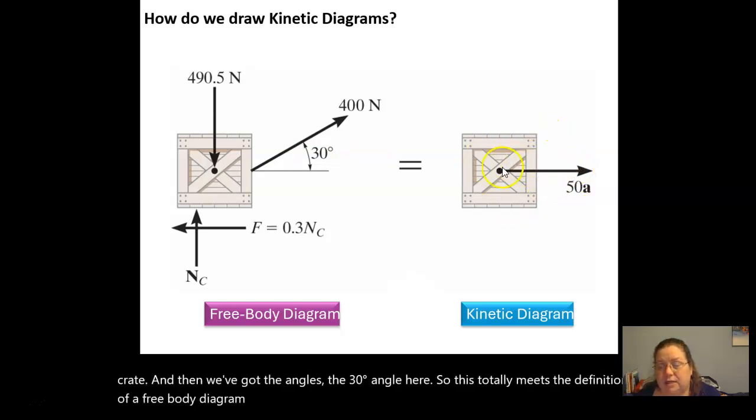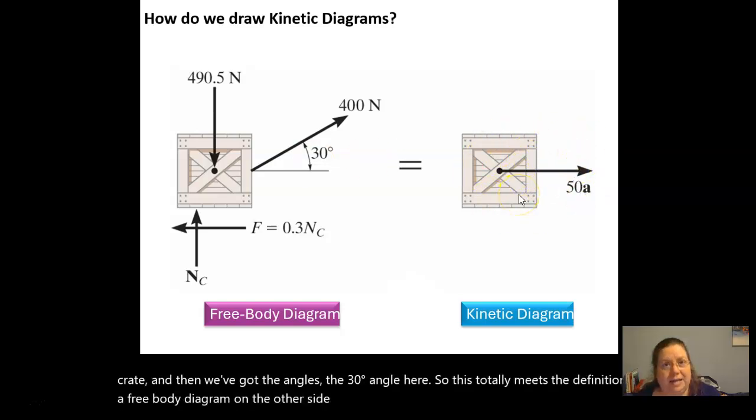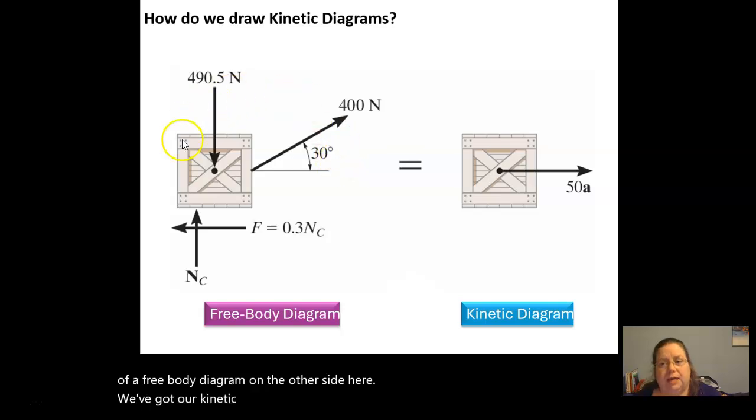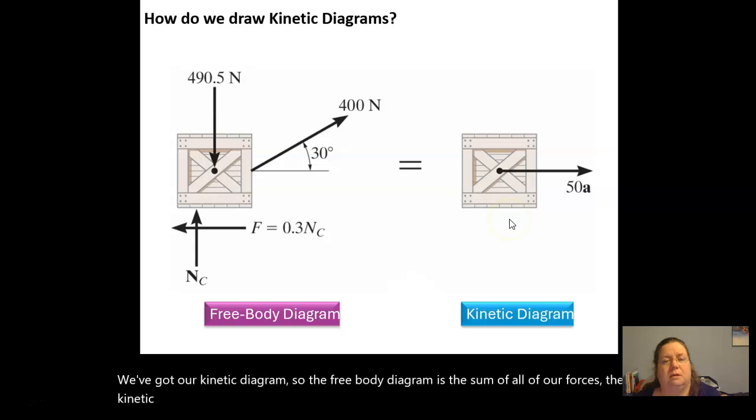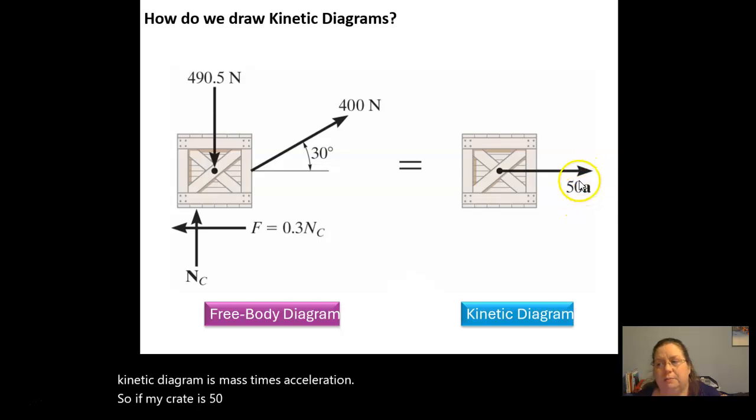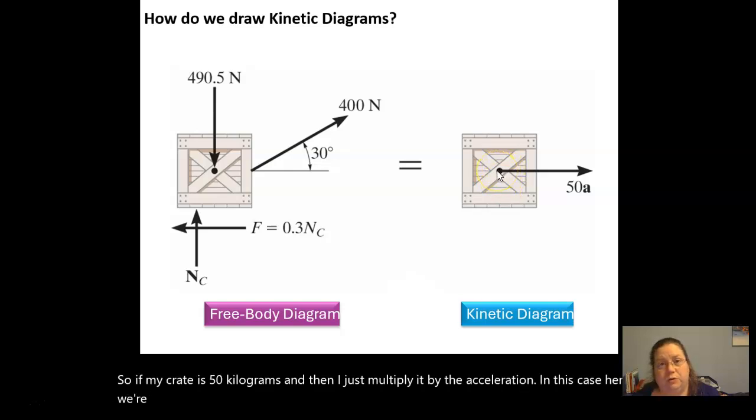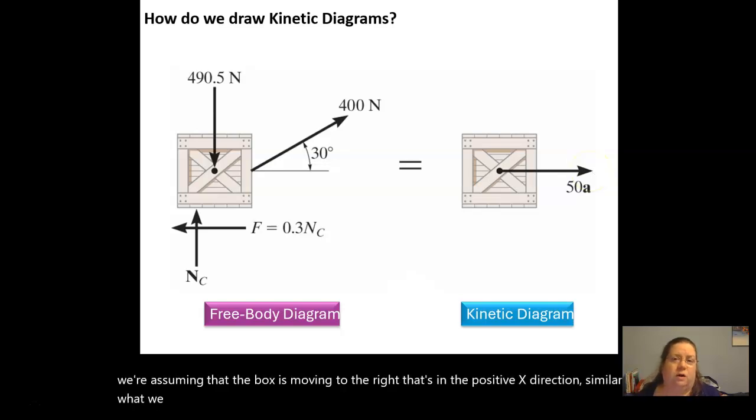On the other side here, we've got our kinetic diagram. So the free body diagram is the sum of all of our forces. The kinetic diagram is mass times acceleration. So if my crate is 50 kilograms, I just multiply it by the acceleration. In this case, we're assuming that the box is moving to the right. That's in the positive x direction, similar to what we saw in statics class.